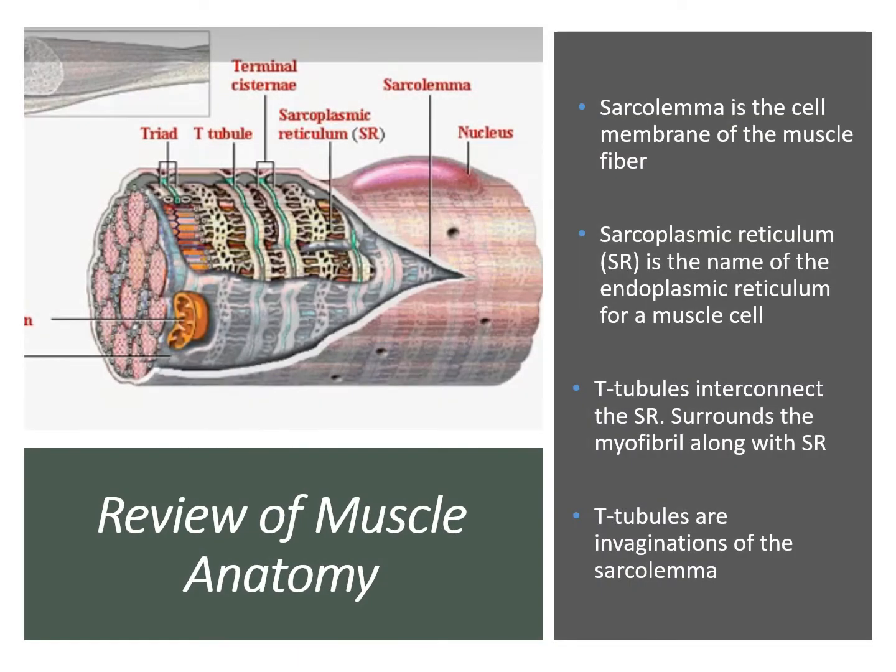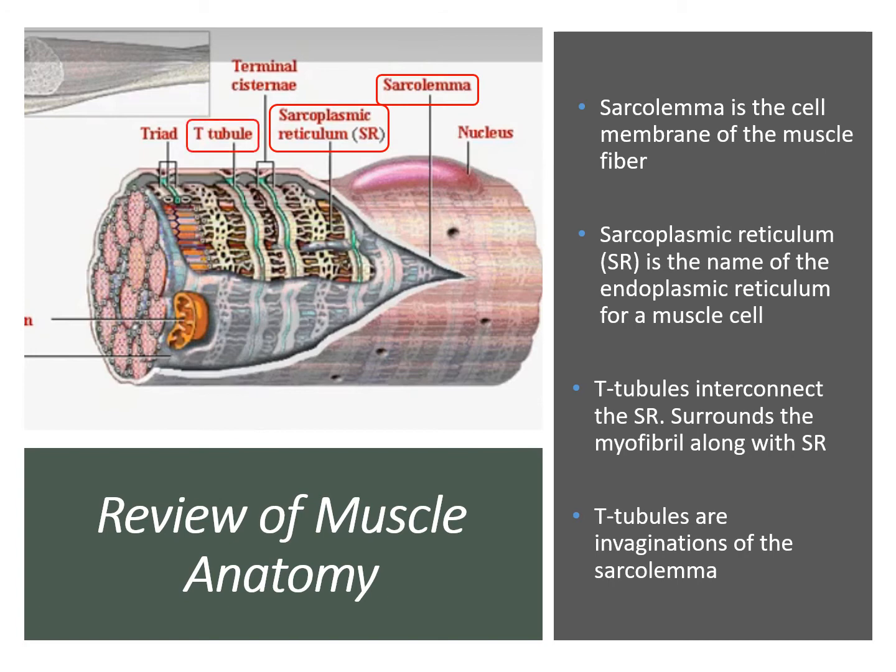Okay, so this picture provides a closer look at the internal structure of a muscle fiber. Now remember, these are actually muscle cells, but because they're elongated, we call them a muscle fiber. I'm just going to focus on the anatomy of this cell that's relevant to MH. First, we have the sarcolemma, which is the cell membrane of the muscle fiber. Then there's the sarcoplasmic reticulum, which is the name of the endoplasmic reticulum for that muscle cell.